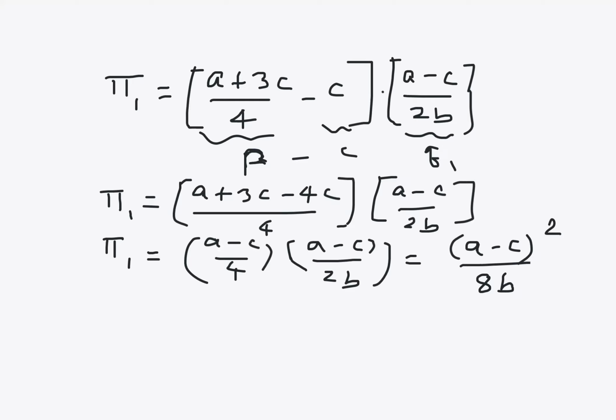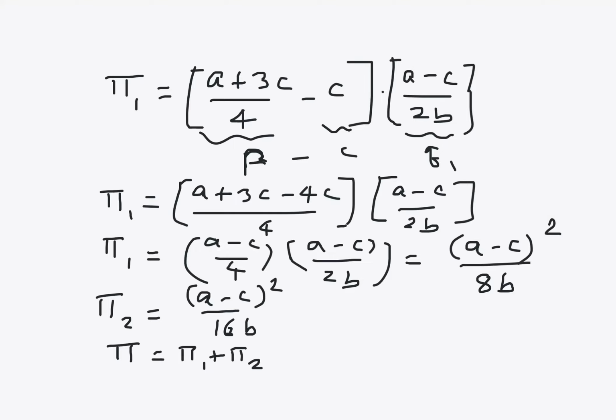And similarly, you can find the profit of firm 2. I'm just going to write down the final answer. The profit of firm 2 is going to be (A minus C) whole squared over 16B. All right. And the industry profit is the sum of the two profits, right? If you add the two, (A minus C) whole squared over 8B plus (A minus C) whole squared over 16B, you are going to get 3 times (A minus C) whole squared over 16B. So this is your industry profit.